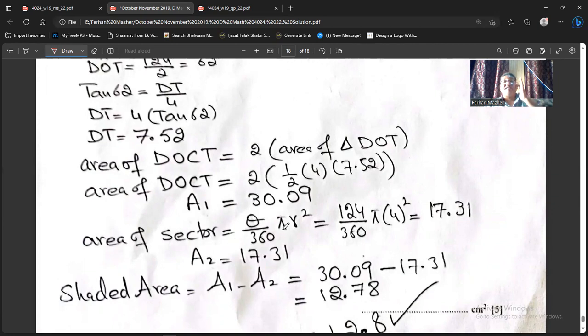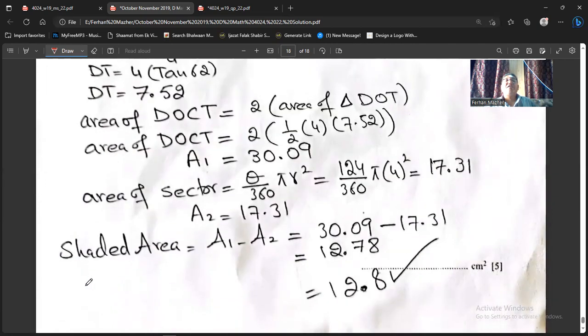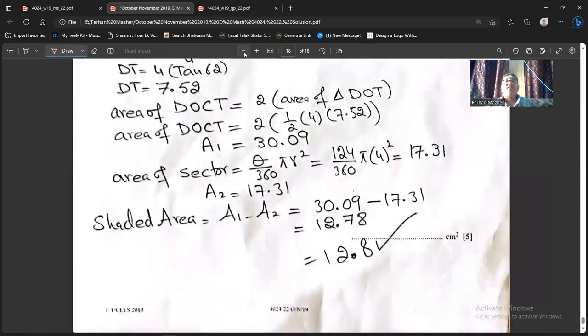Now I will find the area of the sector. That will be theta by 360 pi r squared. That will be 124 divided by 360 pi 4 squared. That is 17.31. So the area A2 will be 17.31. Shaded area will be A1 minus A2. That is 30.09 minus 17.31. And that's 12.78. And that is 12.8.